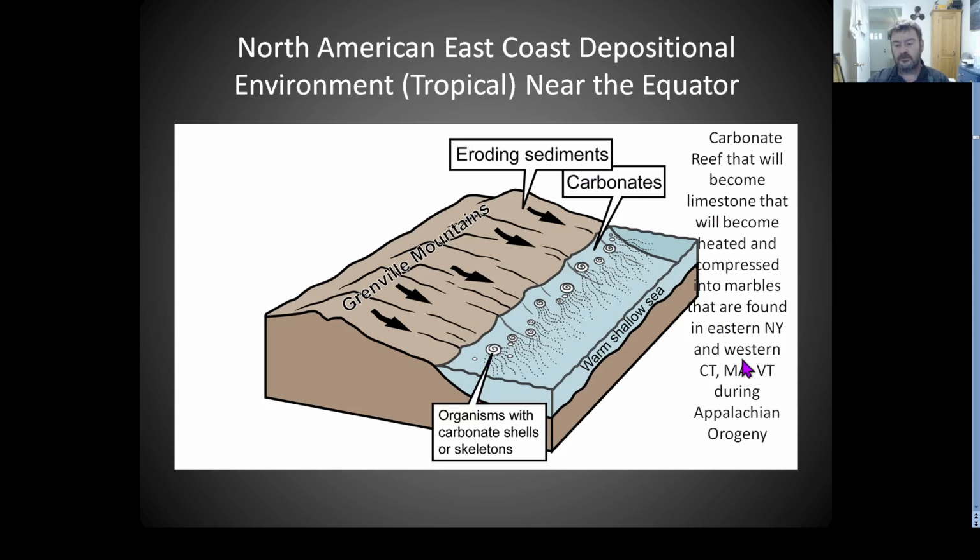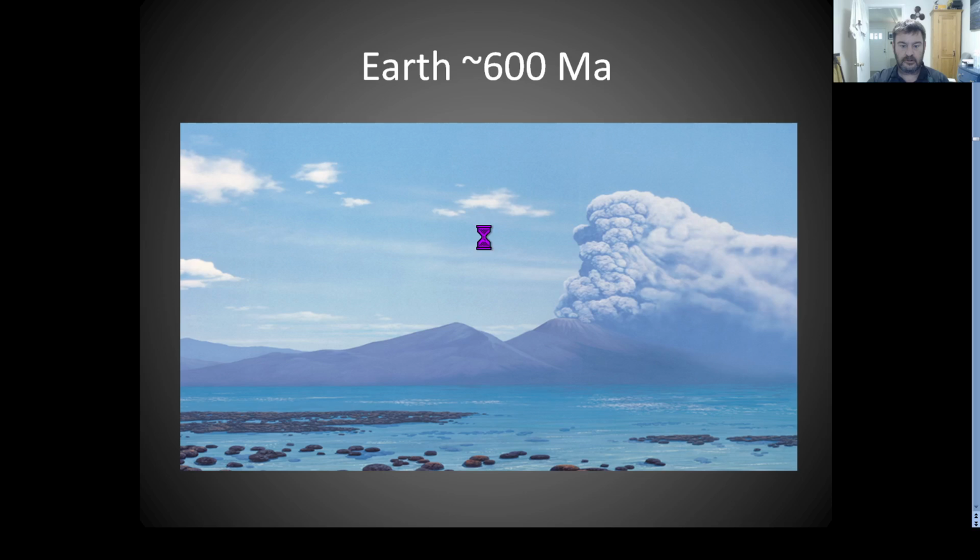And you can find it in New York and western Connecticut, Mass, and Vermont. And these reefs were compressed into making marbles. And you can find marbles all over the western perimeter of New England. And these marbles are what were once reef deposits on the passive margin of the East Coast. So I just wanted to point that out.